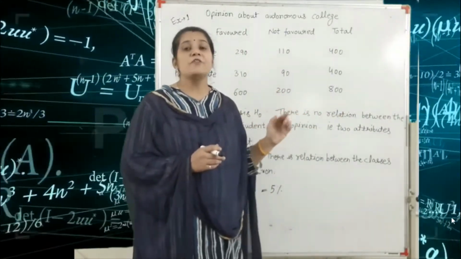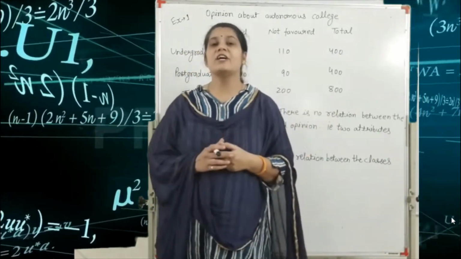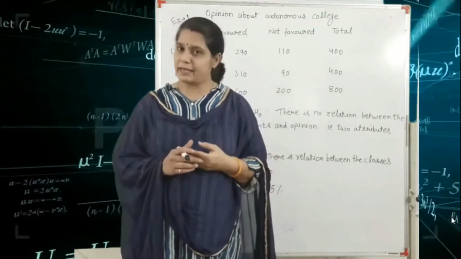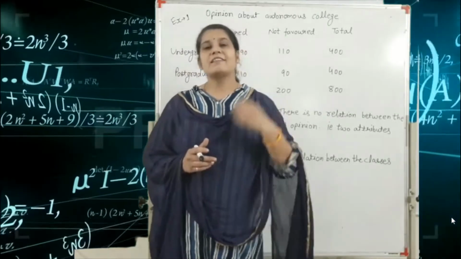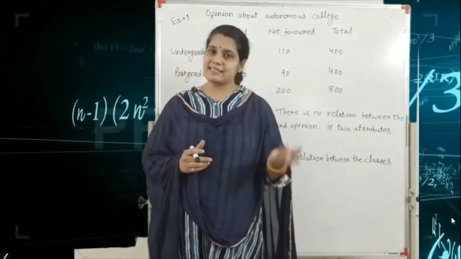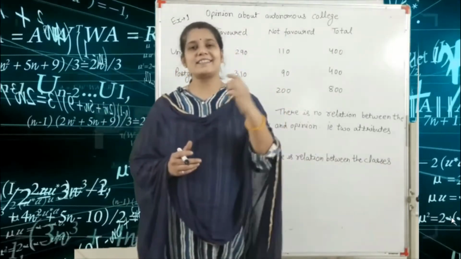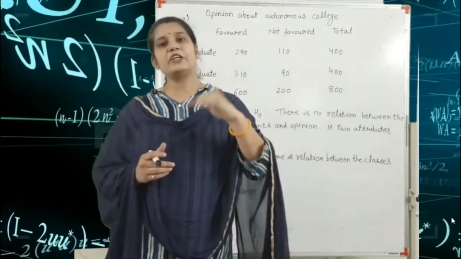So first we write the null hypothesis. You have already seen in the previous lecture, we write a total of 5 to 6 steps. First one is the null hypothesis. Second one is the alternative hypothesis. Third one is the level of significance. Fourth one is the test statistic. Fifth is the critical value, and last is the decision. The null hypothesis is always given in your question.